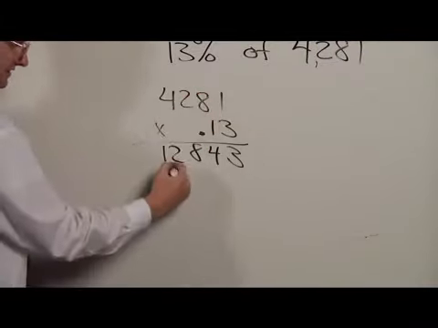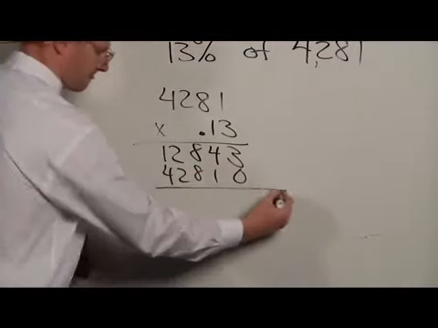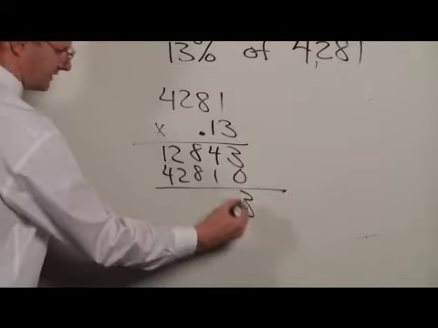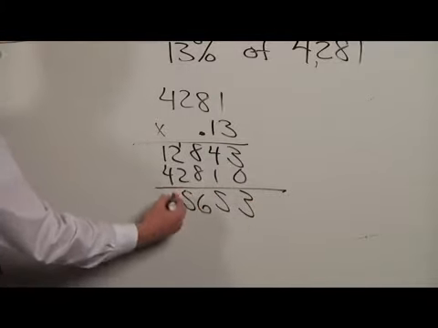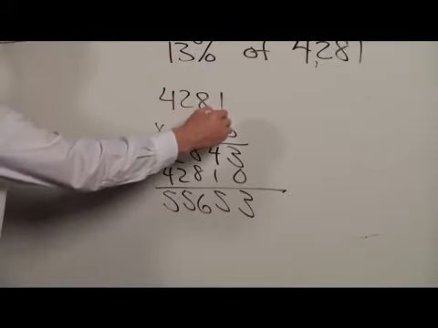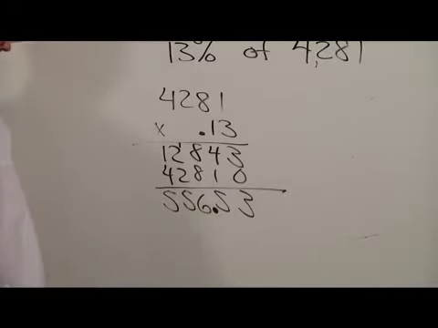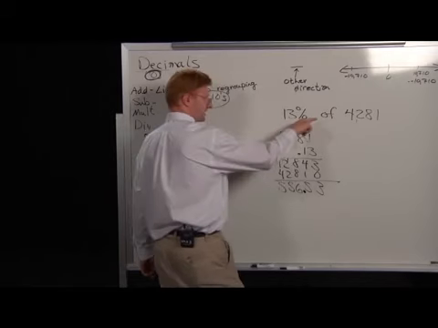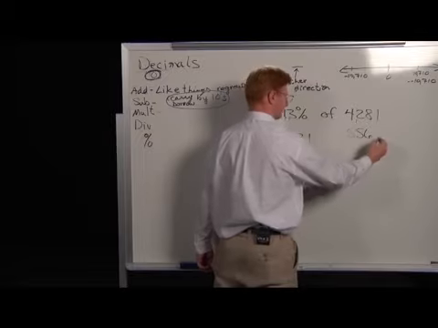1 times everything here. You get a 4, 2, 8, 1. Then we have 3, 5, 16, 5, 5. Now the decimal place goes where? We got 2 total decimal places. So this is going to end up in the hundredths place. So 13% of 4,281 is 556.53.